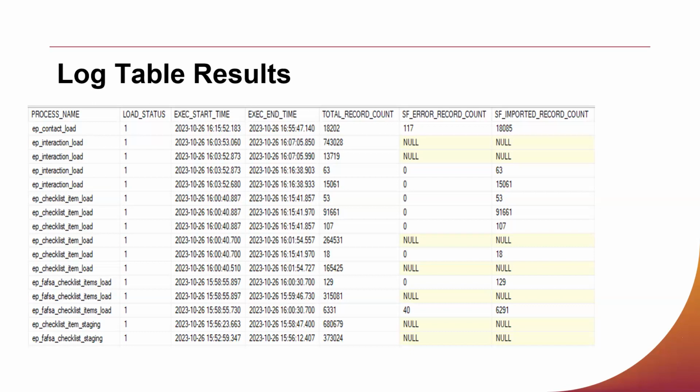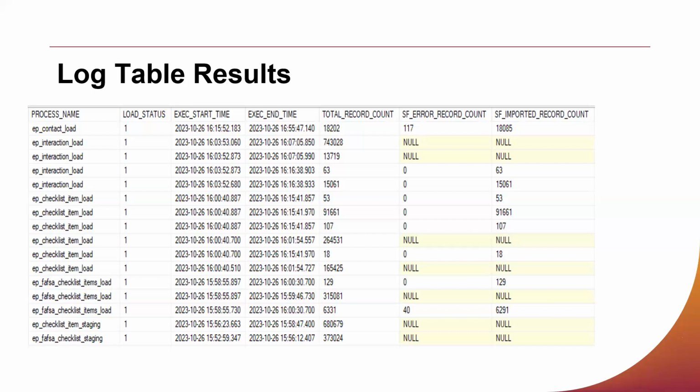But for some of these tables, like the load tables I had mentioned in the previous slide, we don't have error records or imported records, but we do have a total record count. And then we also have staging tables. So you'll see down at the bottom we have some metrics, if you will, for our staging processes.